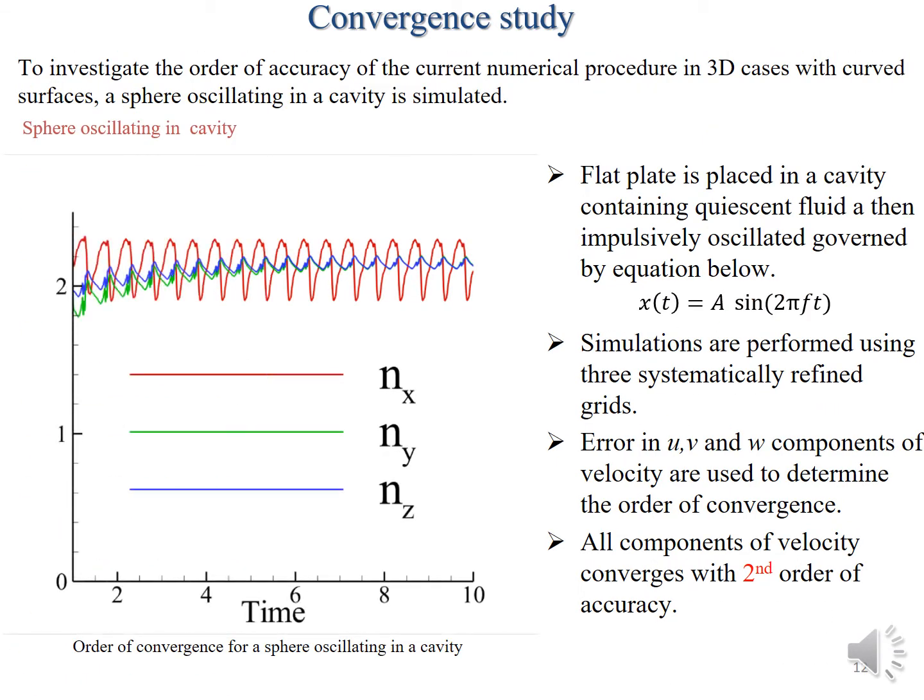The second one, we want to evaluate the order of accuracy for simulating 3D structures like a sphere. So for this one, we have a sphere oscillating in a cavity, and we test the order of convergence in the same way as the previous case, and we find that the order of convergence for all the velocities, that is u, v, and w, is second order, second order in space, I mean.